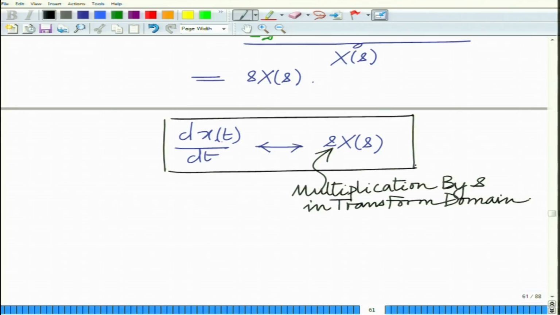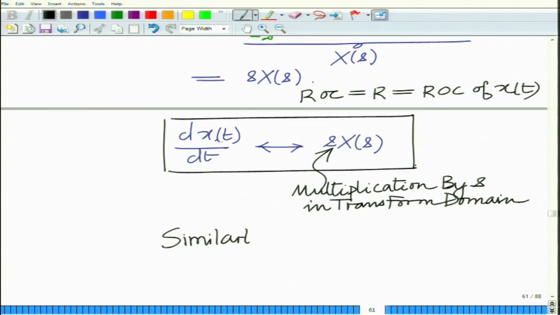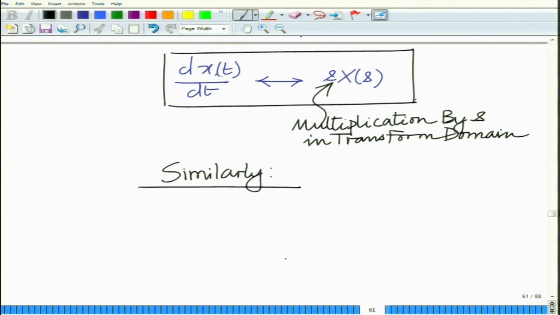This is equivalent to multiplication by s in the transform domain, with ROC equal to R, which is the same as the ROC of x(t). Similarly, you can explore other properties. There are several properties of the Laplace transform, and I leave some of these for you to explore.